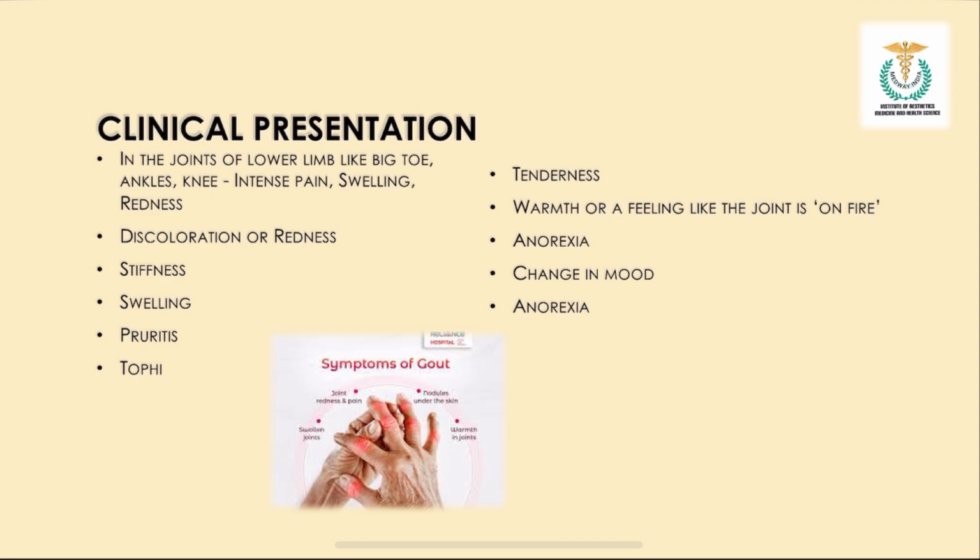Clinical presentations. Gout attacks are very painful and can happen suddenly, often overnight. You can see the clinical presentation in the joints of the lower limb like the big toe, ankles, and knee. Intense pain, swelling, and redness can be seen in these joints, along with stiffness, pruritus and severe itching, tophi, tenderness, or a feeling like the joint is on fire, with warmth present, anorexia, and change in mood. So these are the clinical features of gout.